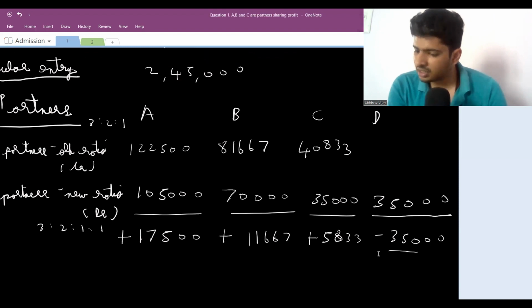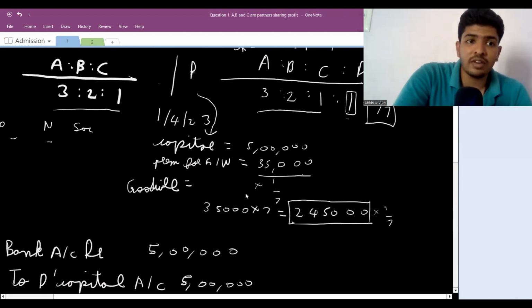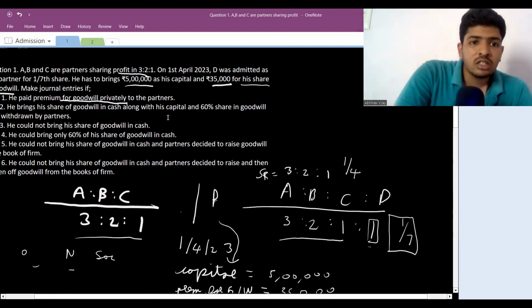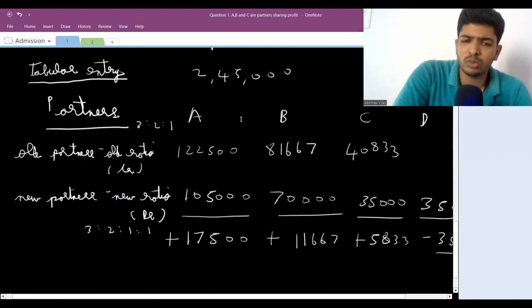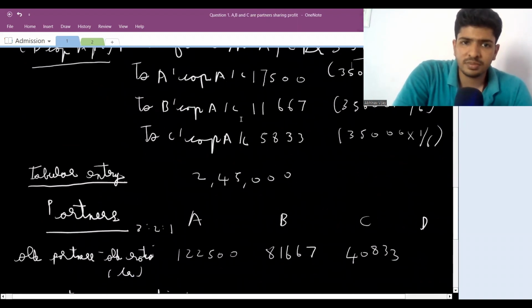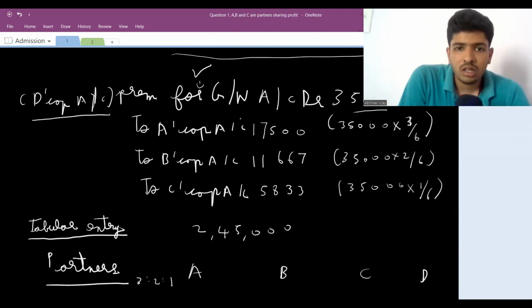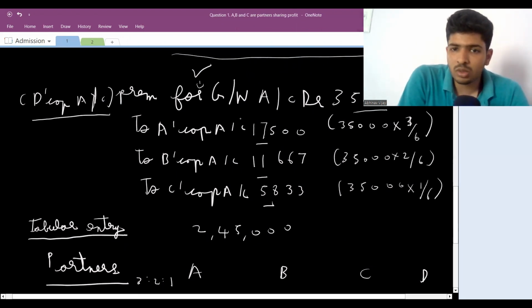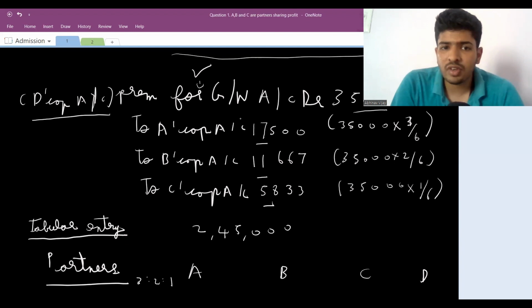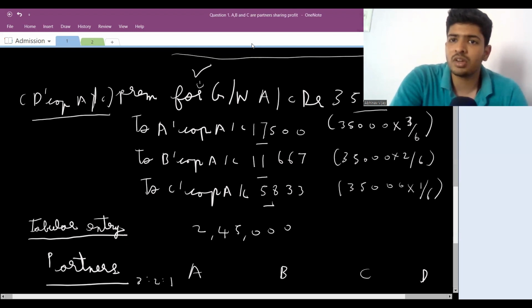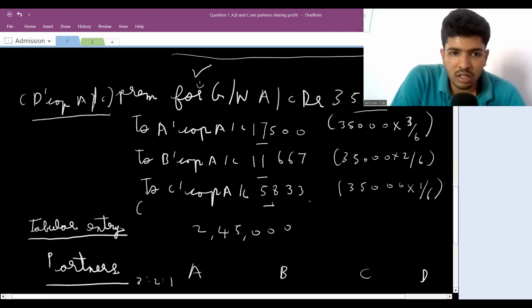Now, the second case is done. Oh, it's only partly done. We have another part of the question, right? Here we say 60% share in goodwill was withdrawn by partners. What does it mean that 60% share in goodwill was withdrawn by partners? See, basically, A, B, and C get this much goodwill. That is the adjustment. Now, all we are doing is withdrawing 60% of the share given to them. Correct? So, what do you mean by 60% of the share given to them? Since 60% of this amount. So, now, before I proceed, I will just write sacrificing ratio here for revision purposes.